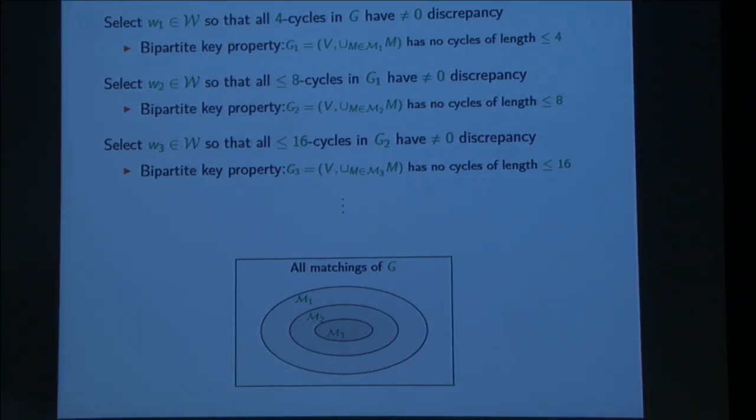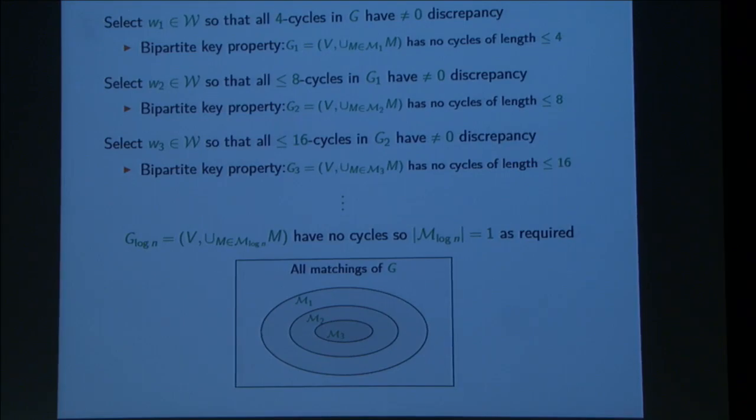So after I select log base 2 of n weight functions, I'm guaranteed that the graph has no cycles, and therefore it's only a single perfect matching. Remember, if I have two perfect matchings, their symmetric difference gives an alternating cycle.